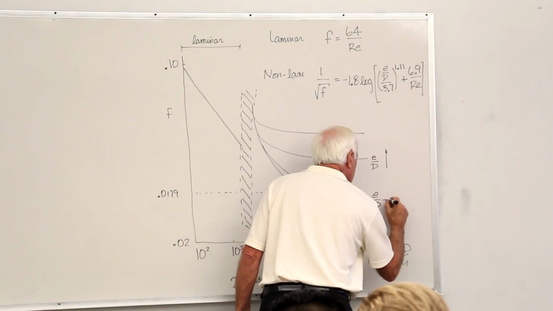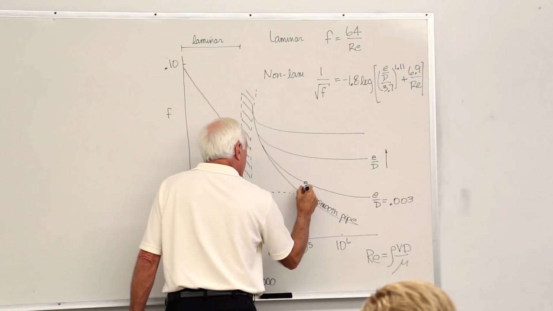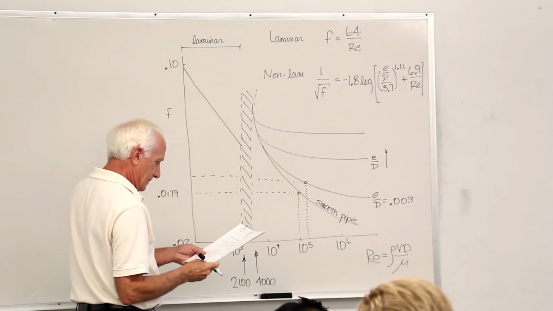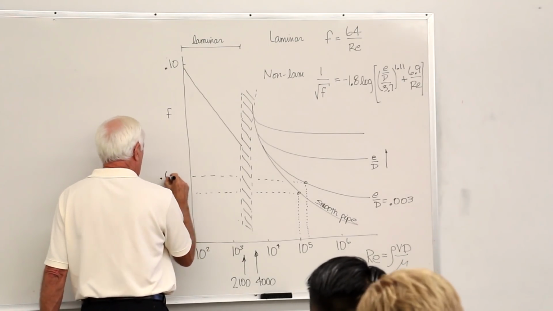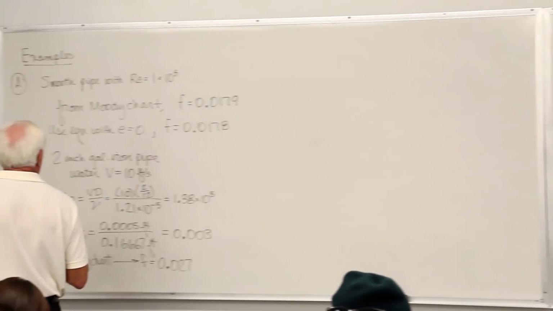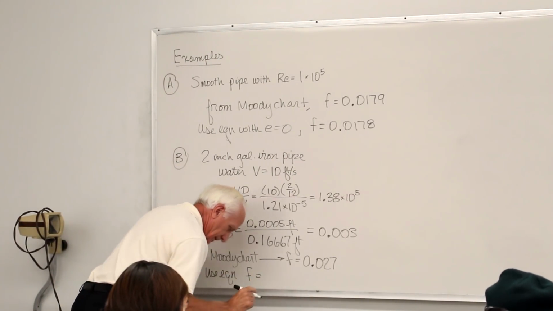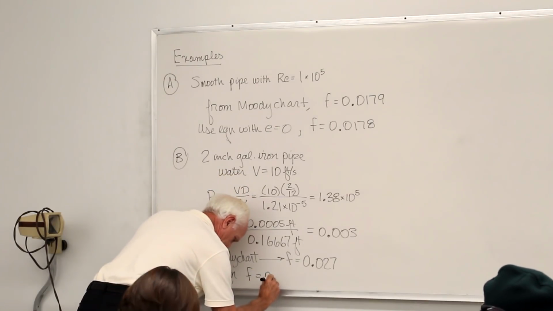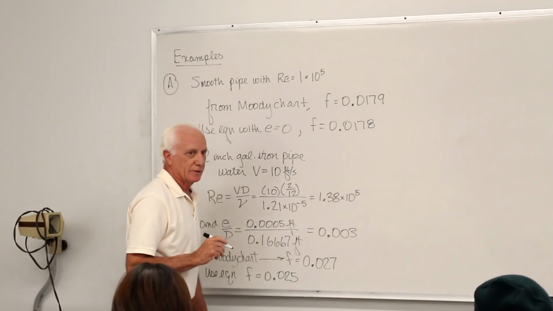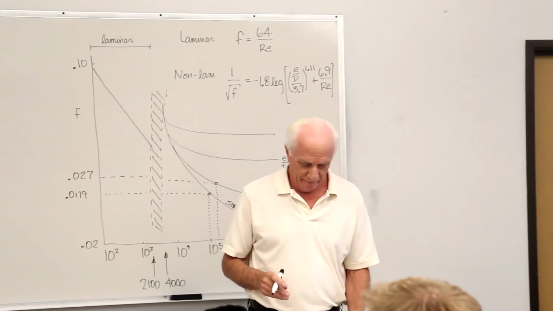Here's E over D equal 0.003. Read across horizontally. And I've got from the Moody chart 0.027. And if I use the equation, F comes out to be 0.00025. So again, we're pretty close.